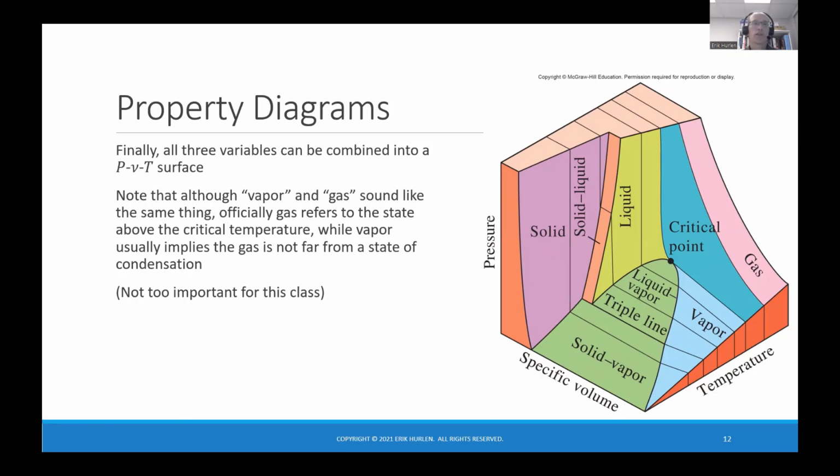I should also mention that there is a distinction between the words gas and vapor. I tend to use the two interchangeably, but officially, a gas refers to a substance that is far from the liquid phase, while vapor implies that the gas is near the liquid phase. Again, not too important which terms are used in this class, but good to know.